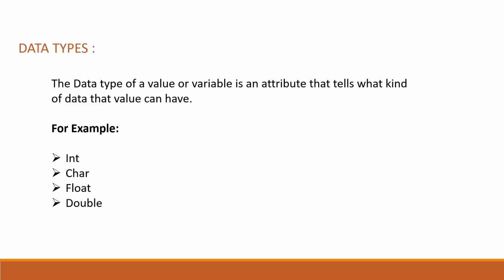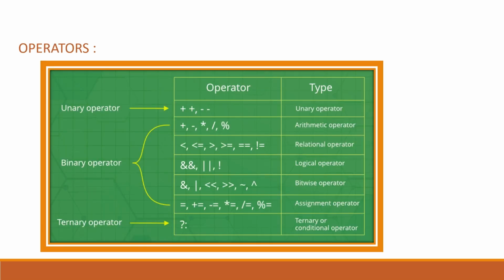Then we are moving to the data types. There are many kinds of data types in the C language. Here I gave the main four: int, which means integer, char for character, float for decimal values, and double also for decimal values with larger numbers. Then we are moving to operators.